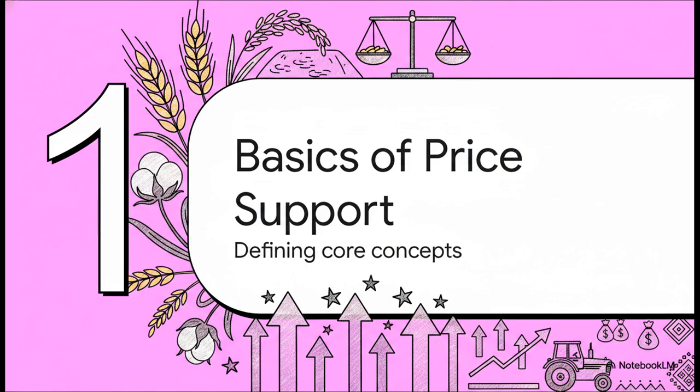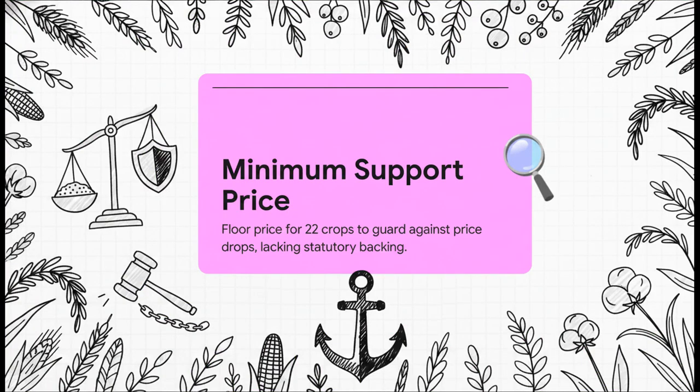Let's get our core definitions locked down. Let's start with the minimum support price, or MSP. The government fixes this floor price based on recommendations from the CACP, the Commission for Agricultural Costs and Prices, and it covers 22 mandated crops. When you're evaluating these policies for your exams, keep in mind that MSP is basically a market anchor. It's a safety net, right? It protects farmers from those crazy price crashes when there's a bumper crop.